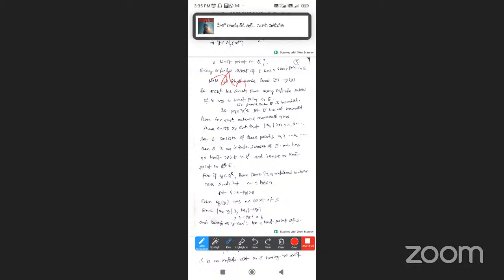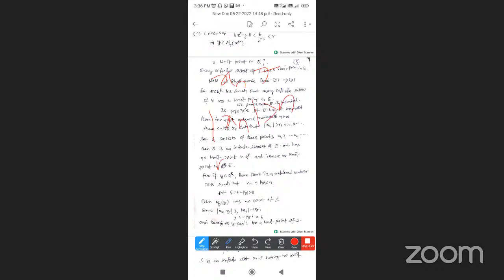There exists a sequence Xn belonging to E such that the modulus of Xn is greater than n, for n equal to 1, 2, up to infinity. S consists of these points X1, X2, ..., Xn. Then S is an infinite subset of E, but has no limit point in R^k and hence no limit point in E.